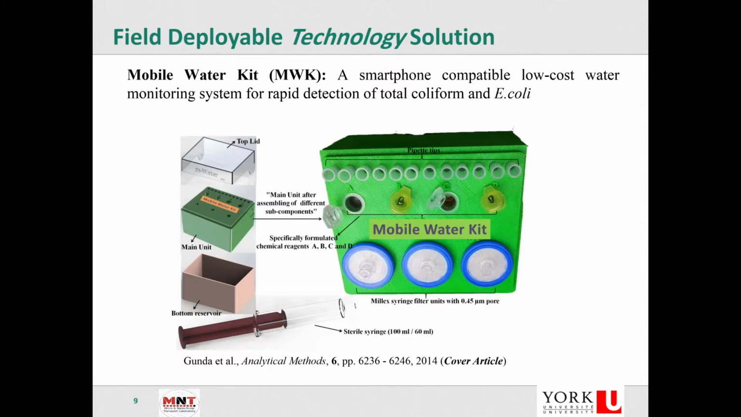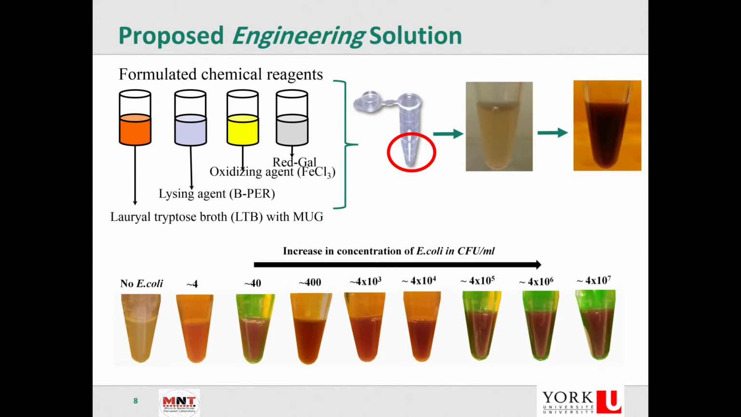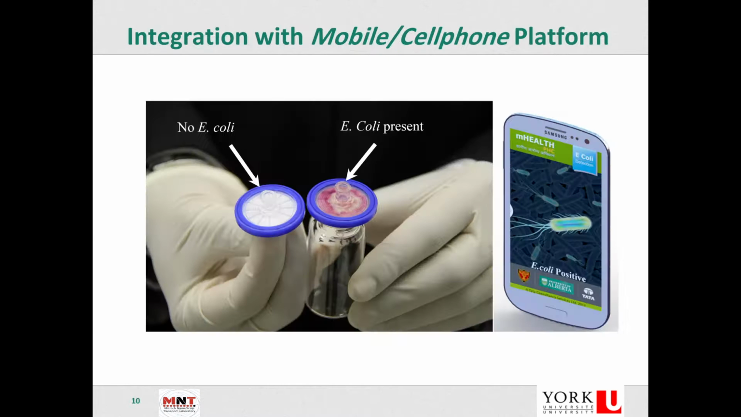Then we apply these A, B, C, D's. There are 4 compounds, the same compounds that are shown here: a buffer, MUG, an oxidizing agent and red gal. So the magic happens. If there is an E. coli, you can see it on the surface, because we have trapped it and kept it alive because of the broth solution, and then it lyses, the enzymatic reaction takes place, and the color shows that there is E. coli.